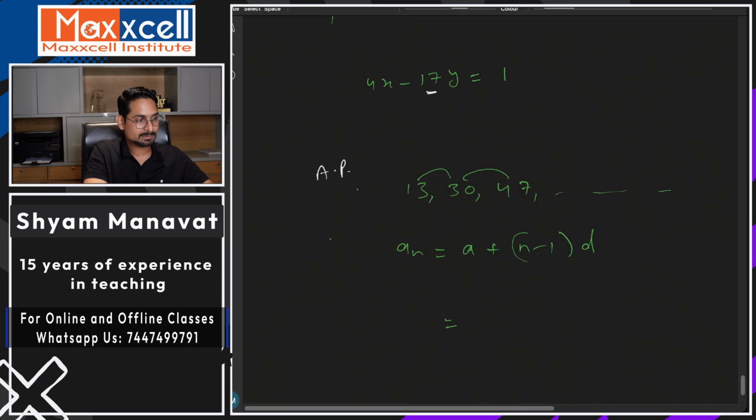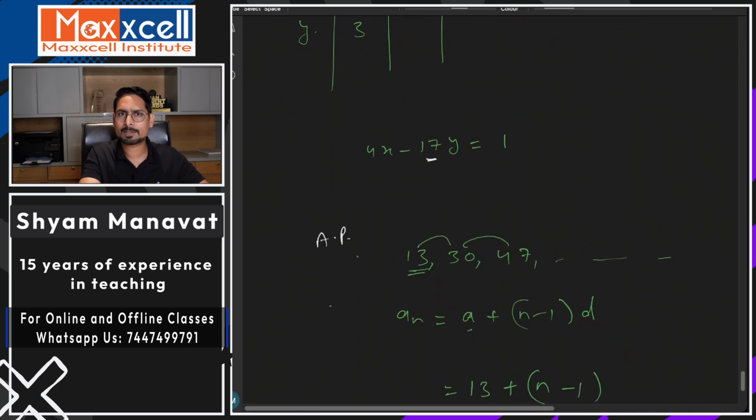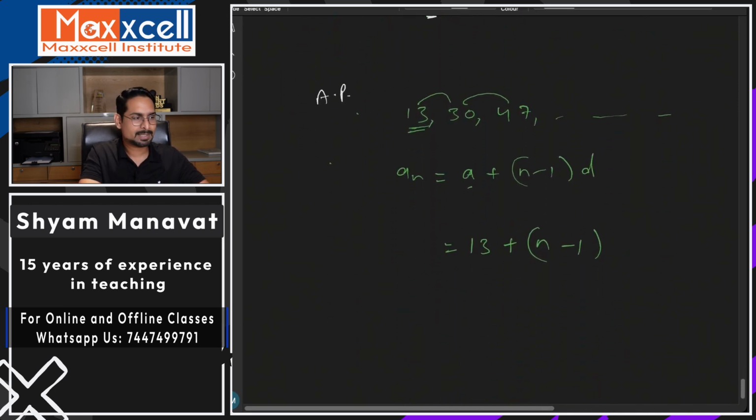An equals what? Here the first term is nothing but the first term of the series, which is 13, plus n, where n is the number of terms. That's what we need to find out. How many terms are possible for x in such a case? How many values of x are possible? That's nothing but the number of terms here, right? Into d. If I'm going fast, then guys you have the option to reduce the speed of the video. Common difference here is 17.